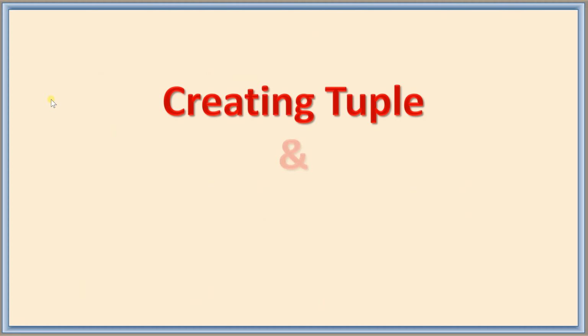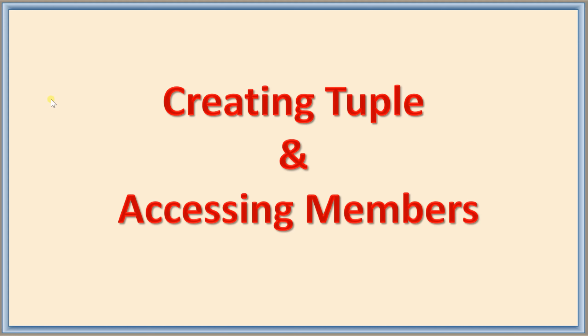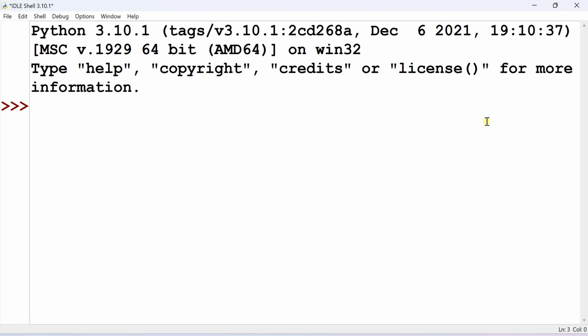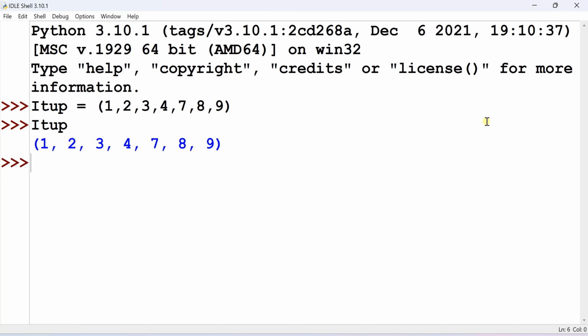Let us create a tuple and learn how to access the members of the tuple. Let us go to Python directly. Let me create a tuple called itup, where I am going to give all integer numbers as its members: 1, 2, 3, 4, 7, 8, 9. If we want to know what is stored in itup, I can give itup again and I get it displayed.